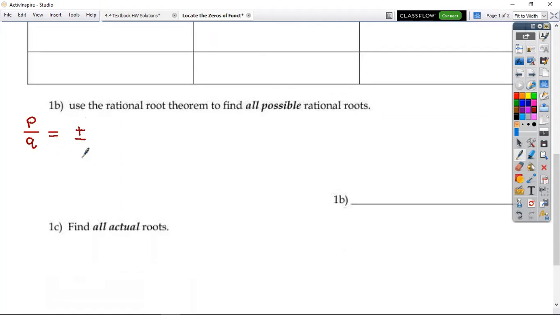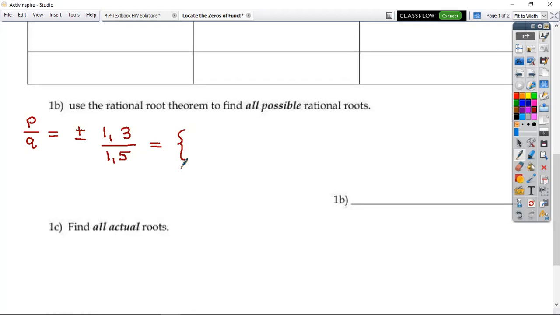Okay, so what was our p value from above? Just 3, right? Yeah, so p was 3. So factors are going to be 1 and 3. And then our q was 5. So 1 and 5. So here's our list. And I'm going to do this on purpose for a second. I'm going to write out the positives and the negatives just so that we can cross them off using what we just did for Descartes.